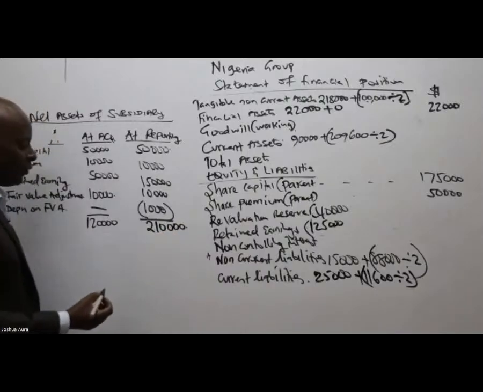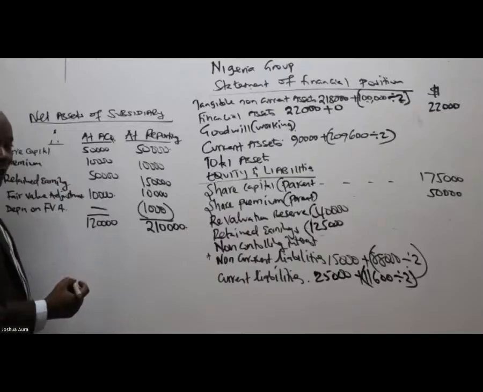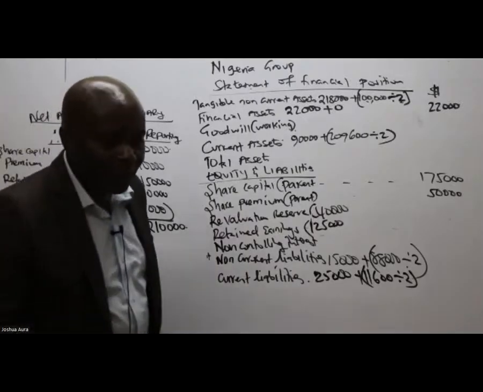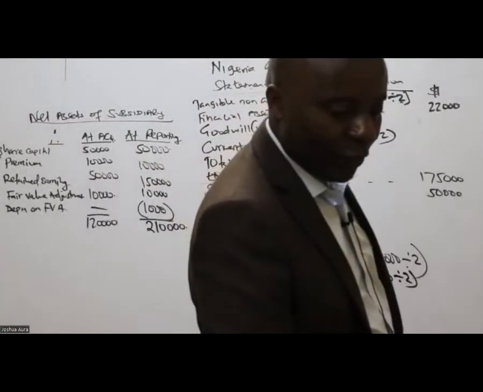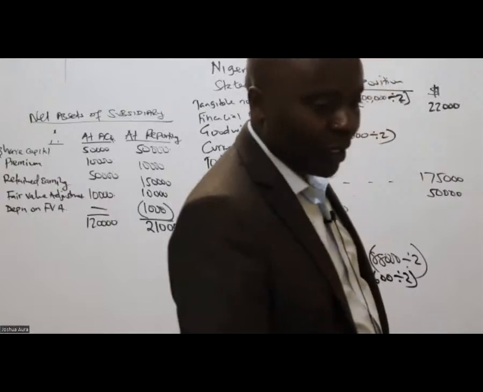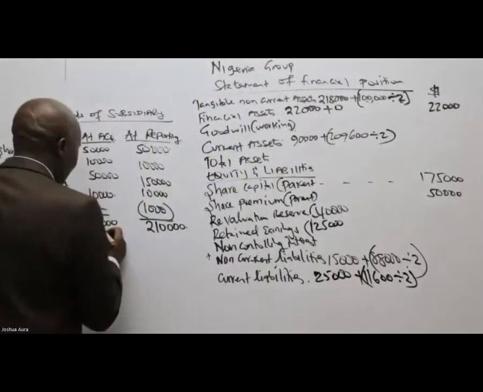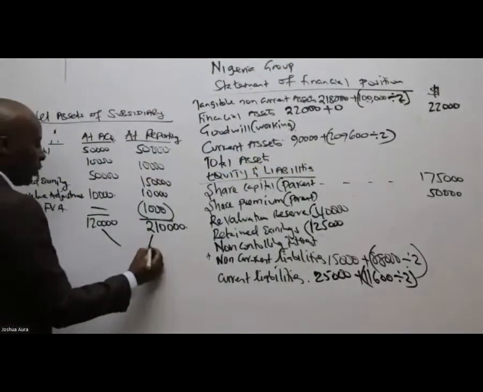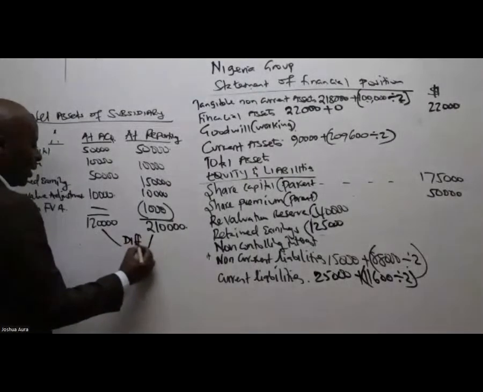So do we have a difference between the two? What is the difference between the two? 90,000. The difference between the two is 90,000. So 90,000, you get the difference here.